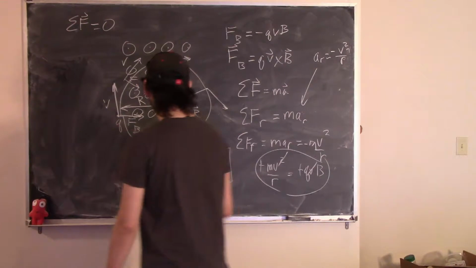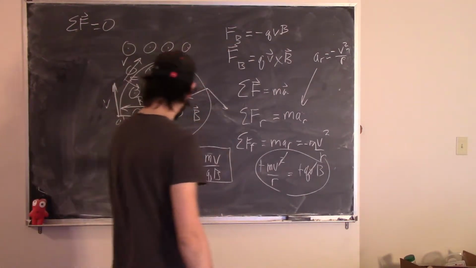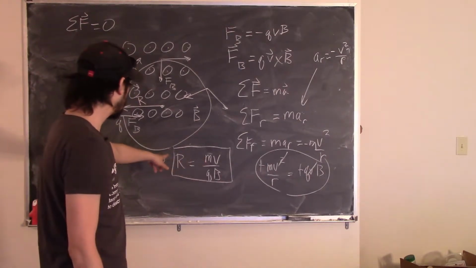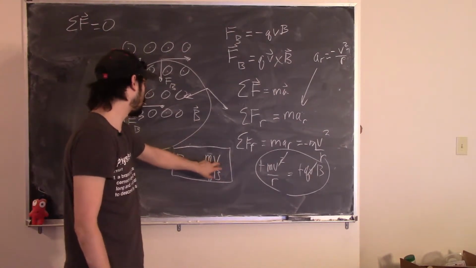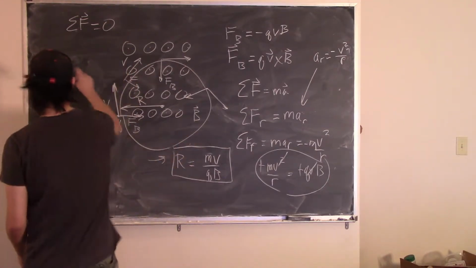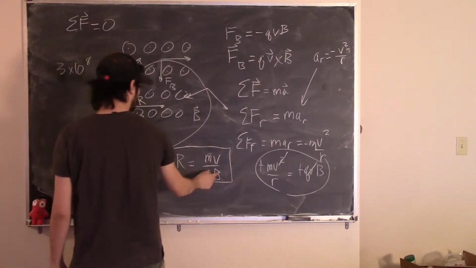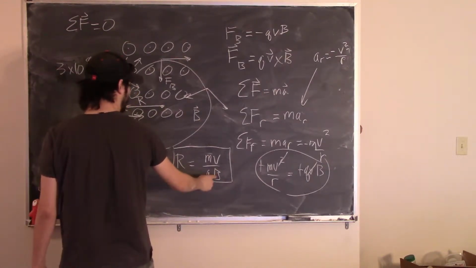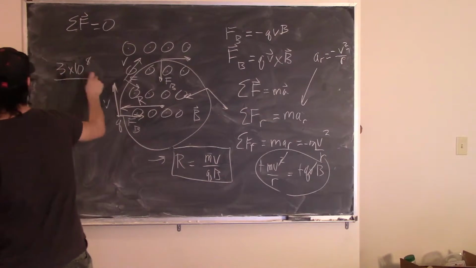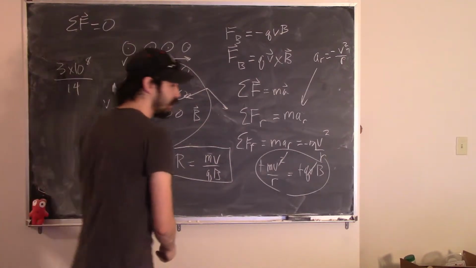But let's say a Large Hadron Collider collides two protons together at a speed very close to the speed of light. So let's just say that this is the speed of light, which in SI is 3 times 10 to the 8. I believe the magnetic field strength is 14 Tesla. So this is divided by 14 times the mass of a proton divided by the electric charge.